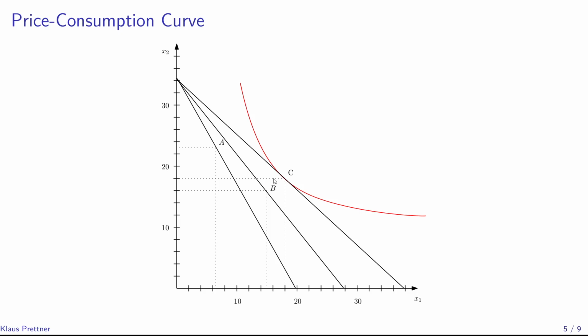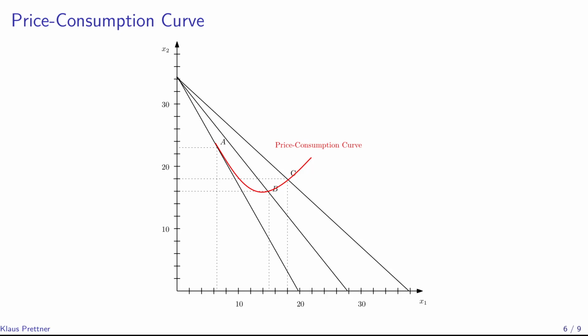Now we can draw many more of these curves for different prices of good 1 and connect the optimal consumption choices, and that is what will provide us with the price consumption curve. And this is depicted now on this slide here. So we have a connection of the optimal consumption points in the different cases. So we had point A for the first price that we considered of good 1, point B for the second price, point C for the third price.